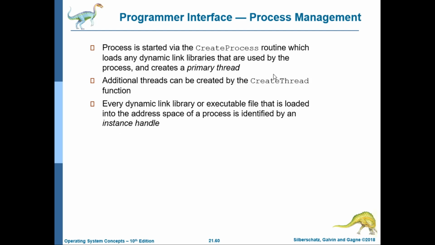So next we have process management for the programmer interface. A process is started via the CreateProcess routine, which loads any dynamic link libraries that are used by the process and creates a primary thread. Additional threads can be created by the CreateThread function. And then every dynamic link library or executable file that is loaded into the address space of a process is identified by an instance handle.